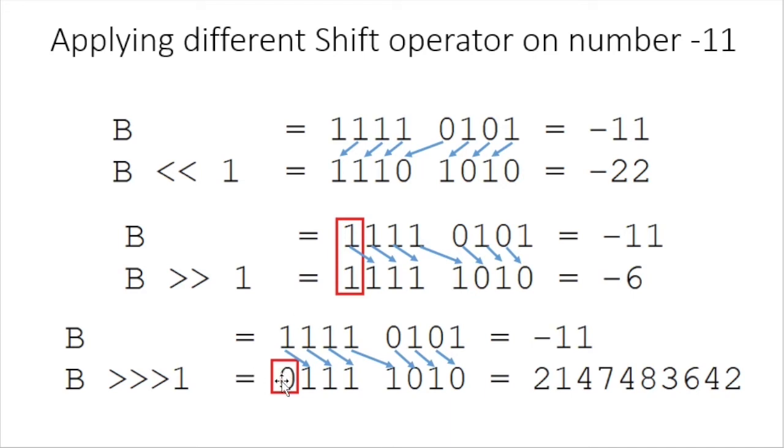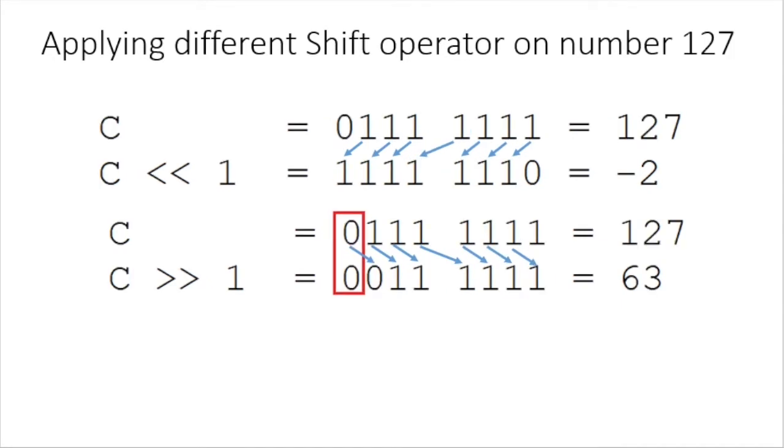That time we are not maintaining the sign, we are filling it with 0, and as you can see, the negative number has turned into a big positive number because the negative sign bit is now replaced with 0. At the same time, when it is moving leftward, the rightmost bit is also populated with 0. Okay, let's take another example.